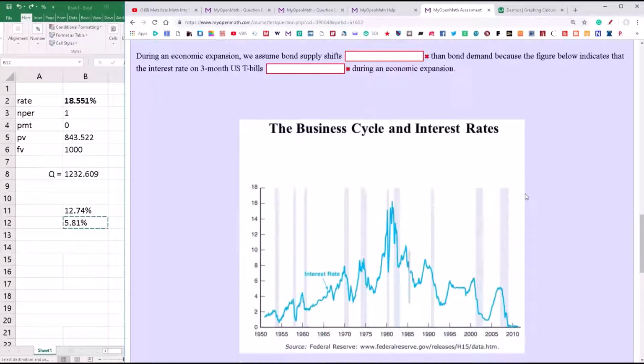Okay, down here in this graph that's from the Federal Reserve, historically what happens during an expansion, the white areas are expansion and the gray areas are recession. Okay, so historically what happens? Interest rates rise during an expansion. Interest rates, with some exception, rise during an expansion.